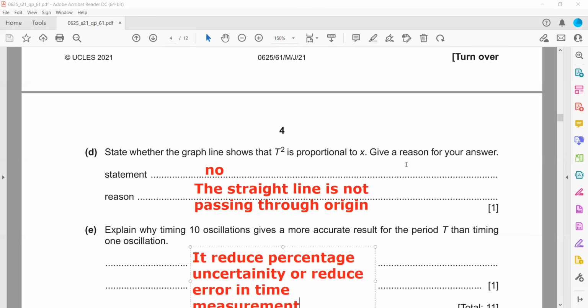If we are recording a time for one oscillation, it's difficult to record something like 1.16 seconds or 1.15 seconds, rather than recording 16 seconds. That's why we prefer to record the time for 20 oscillations or 10 oscillations, instead of recording the time for only one oscillation.